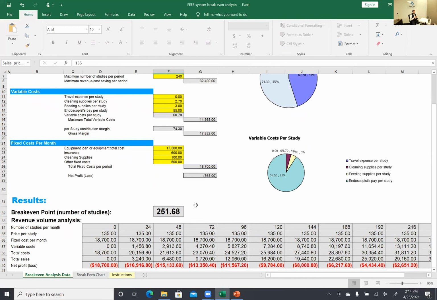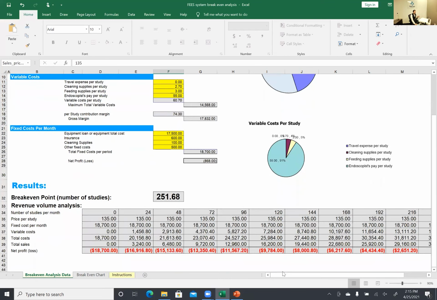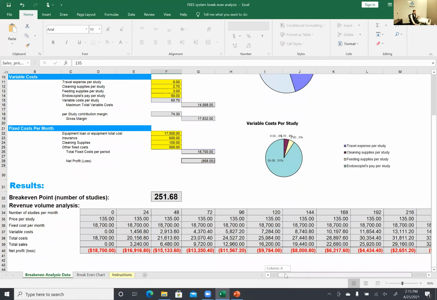All right, so this is 251.68. You can't do 0.68 studies. So in this case, you will need 252 studies in order to have paid for the entire equipment, but not just the equipment. The equipment, so the capital component in the beginning, plus the variable cost per study. So all of the endoscopists pay, all of the cleaning supplies, all of the feeding supplies. And after that, once you've paid it off, you will start a positive return on investment.